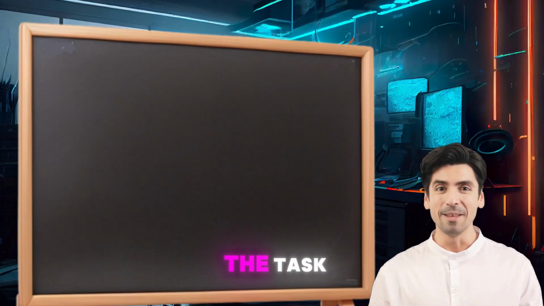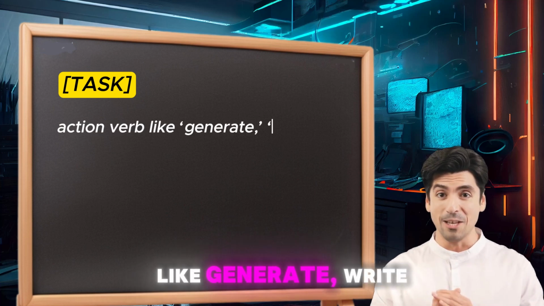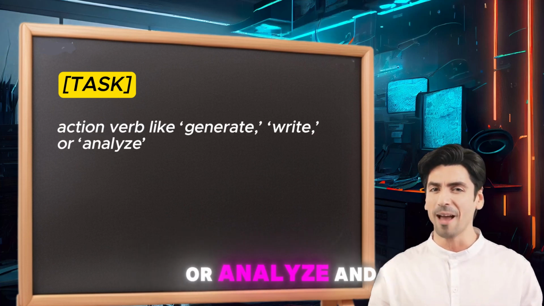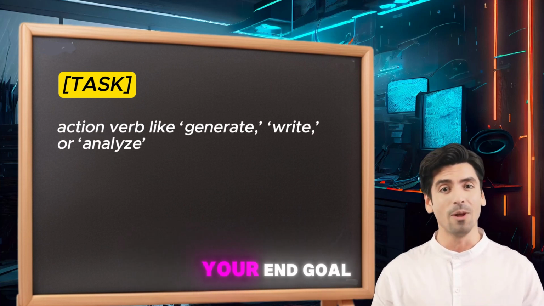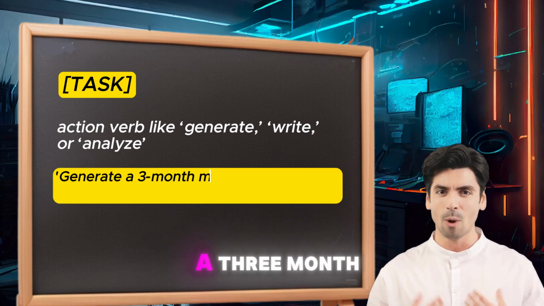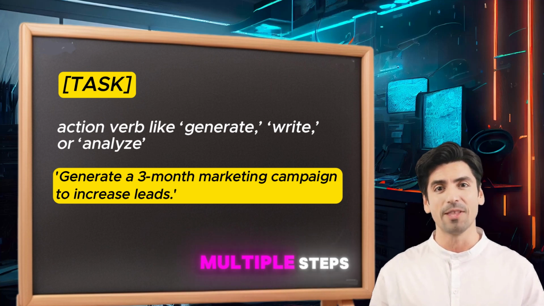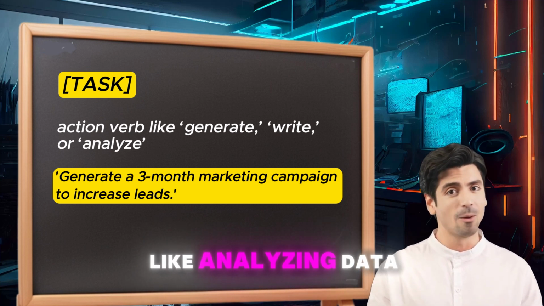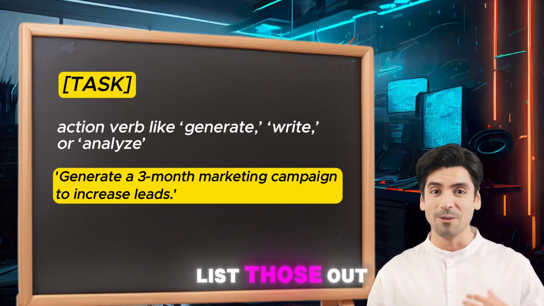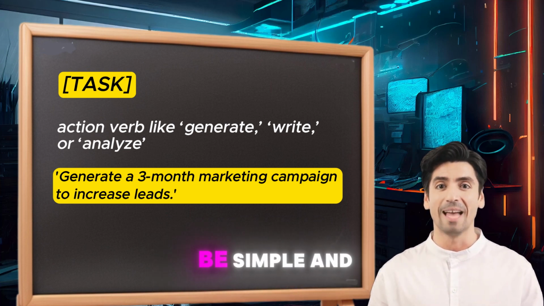First up is the task. Always begin your task sentence with an action verb, like generate, write, or analyze, and clearly specify what your end goal is. For instance, generate a 3-month marketing campaign to increase the number of leads. If you have multiple steps, like analyzing data or creating reports, list those out. But remember, your task should be simple and actionable.